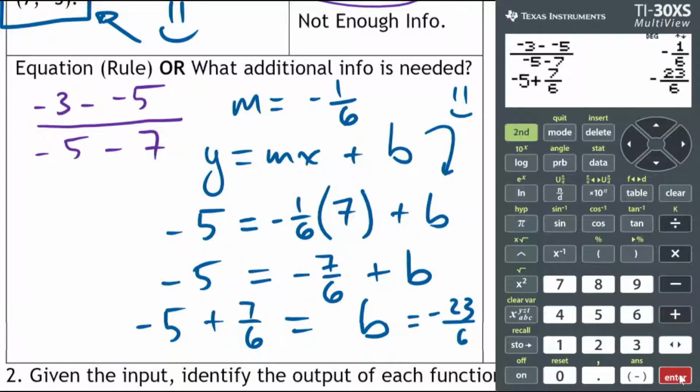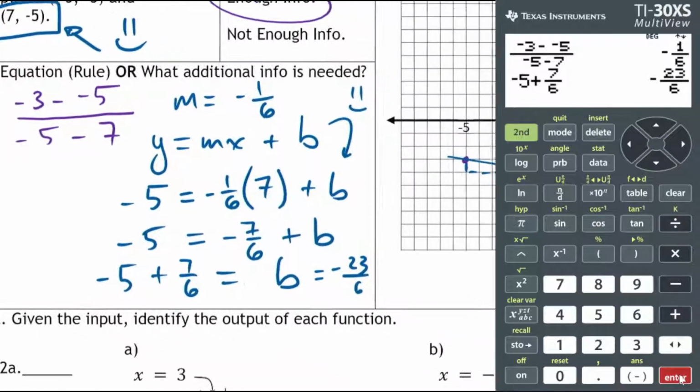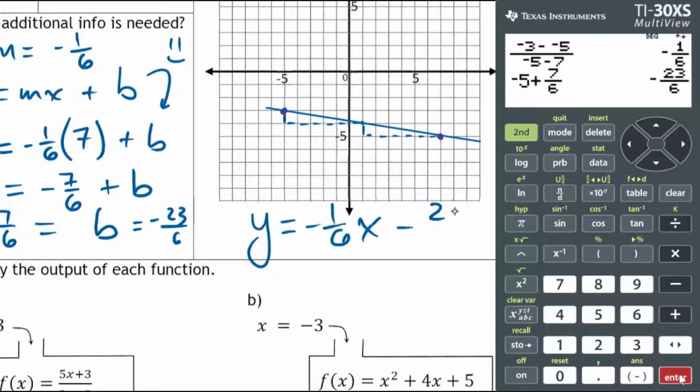What's nice is I now know the equation of this line. I kind of ran out of room here, so I'll write the equation here. I believe this equation is y is equal to negative 1/6 times x minus 23 sixths. That's the equation of the line that I'm looking at there.